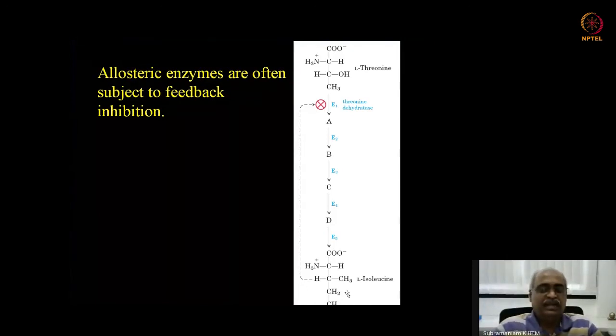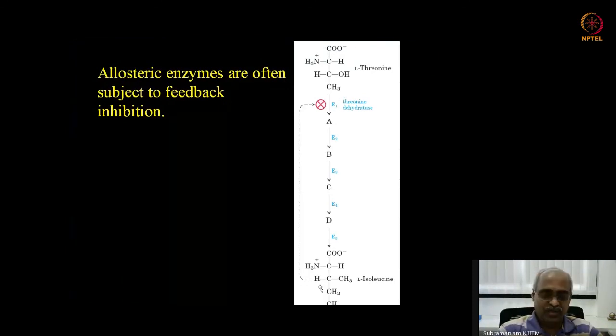So the cell need not make isoleucine using its reserve threonine. When you have a lot of isoleucine, this entire step can be inhibited. Usually the first step, it makes sense. Why make A if you are not going to use A to make B to C to D to isoleucine? So you stop here itself, close the tap at the very first step.